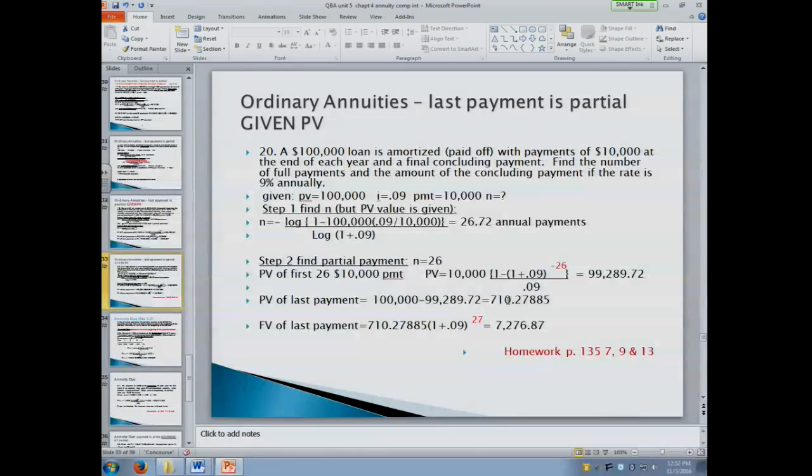But we're not getting this right now at present value. We are getting it in the future. We're getting it in 27 periods. Okay? So you take this dollar amount, use the compound interest for 27 periods. Our last payment is $7,276.87. Take some time. I recommend that you pause this and write a timeline.